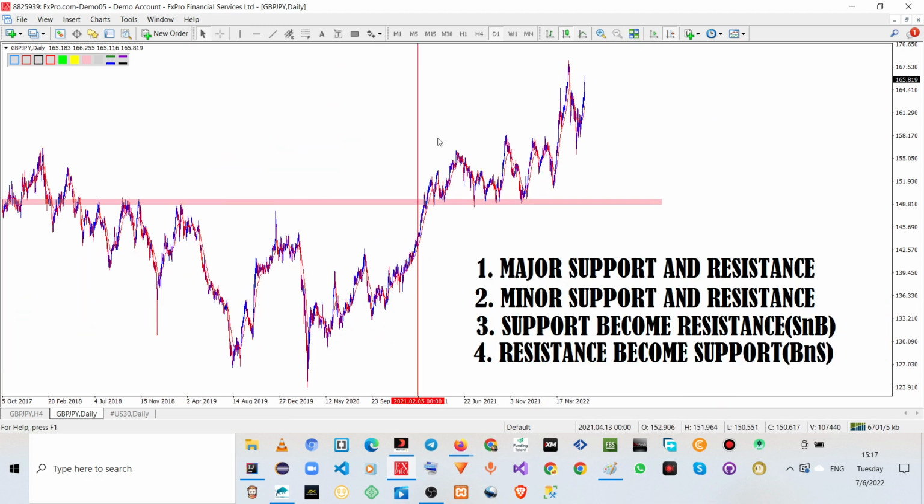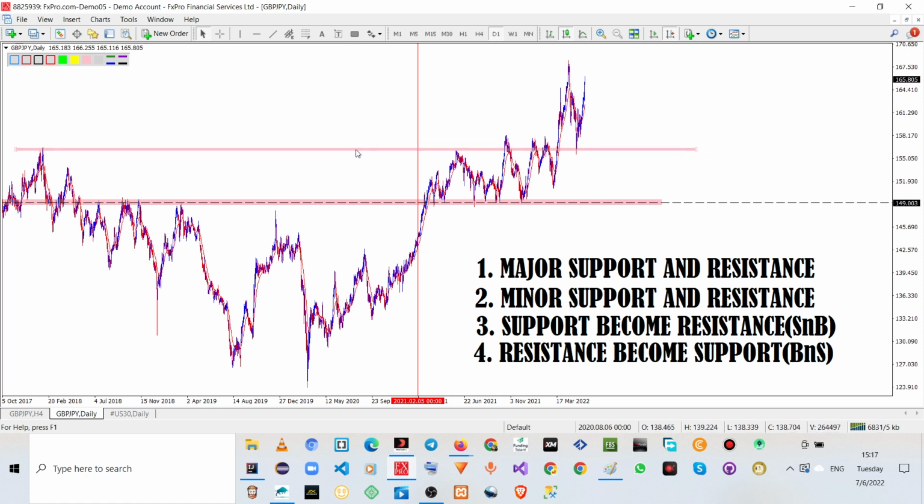So it is a major support and resistance zone. I now place my horizontal line to indicate it. So this is one major support and resistance area. Then we're going to try to look for another one.